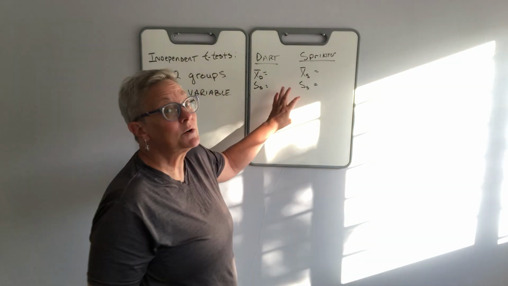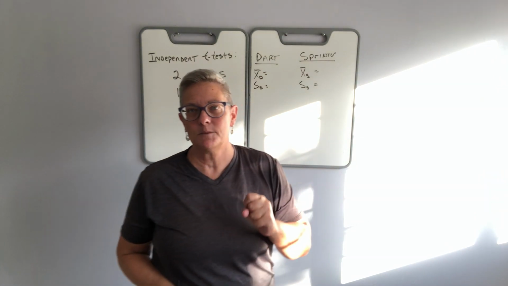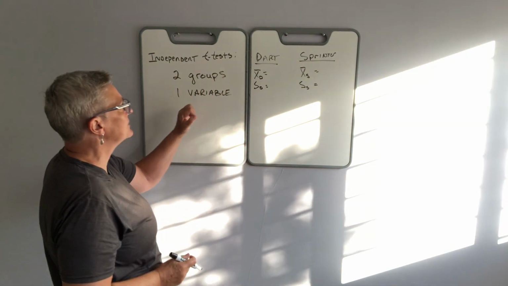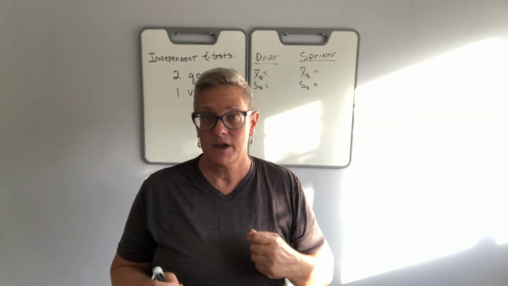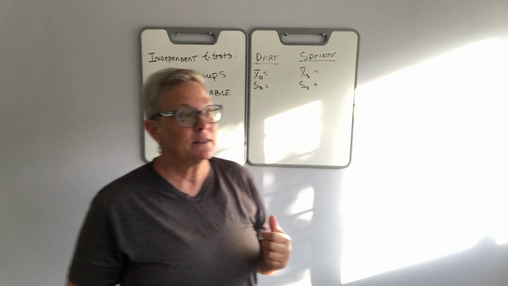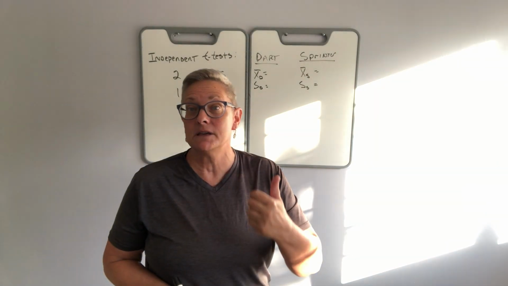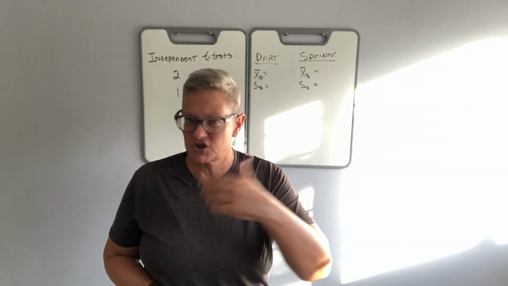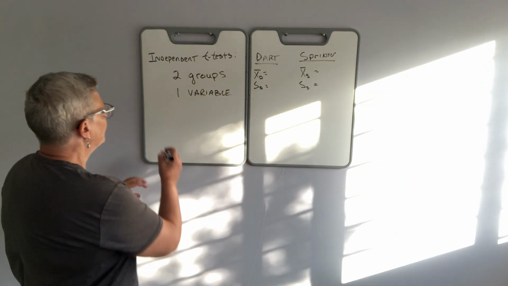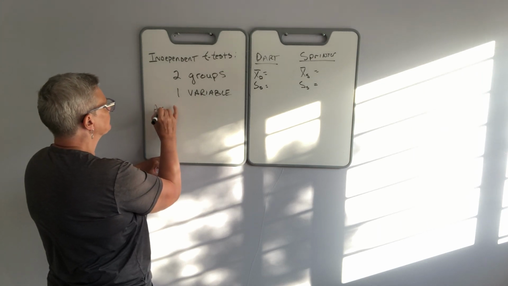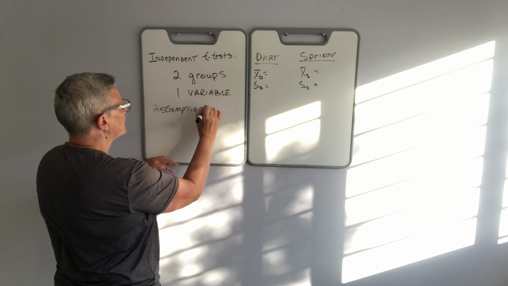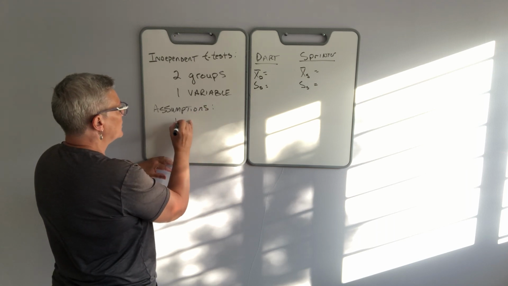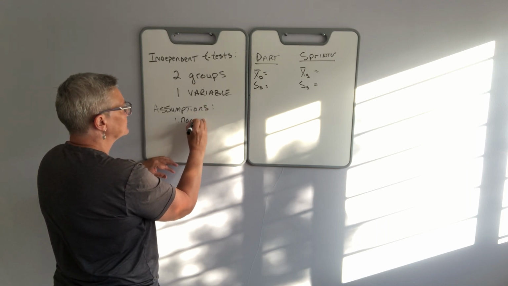Now, this brings up a really interesting concept. In order to have a true independent t-test, there are some assumptions we need to get over. The first one is that the data is normally distributed. Let's start with normal distribution. So the first assumption, number 1, normal distribution.